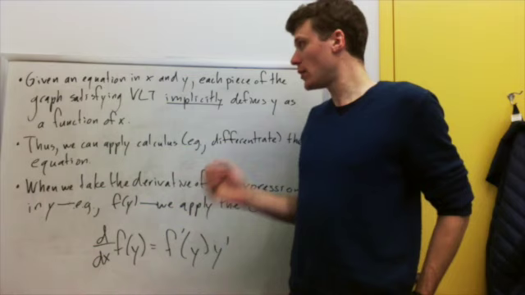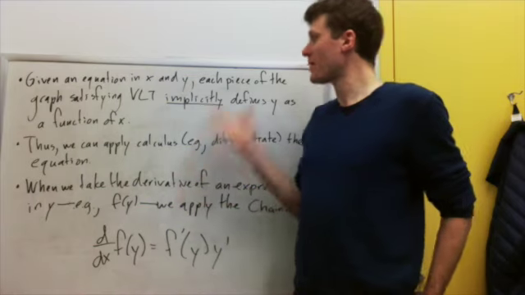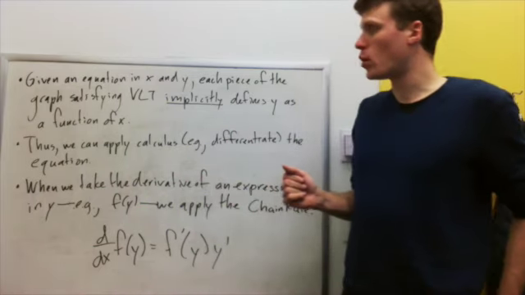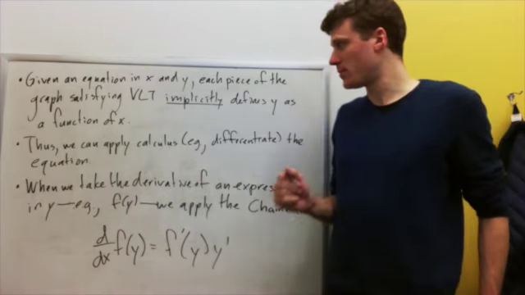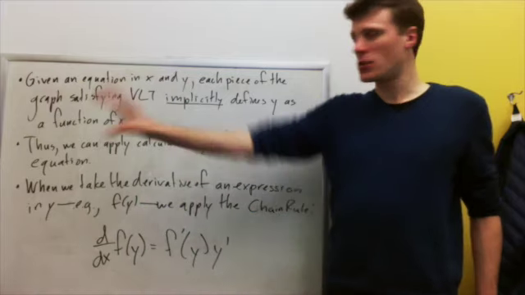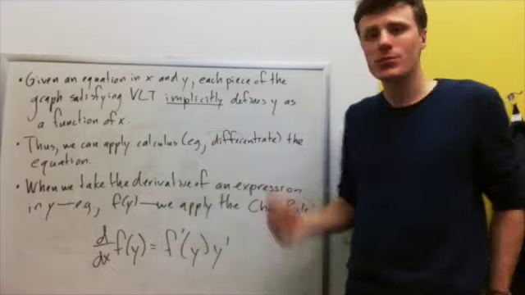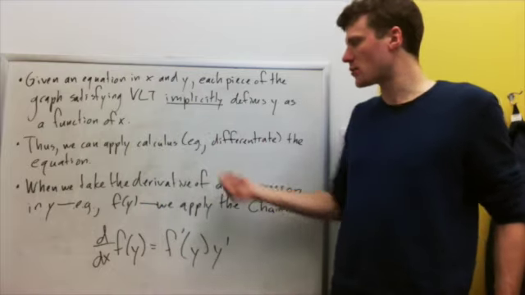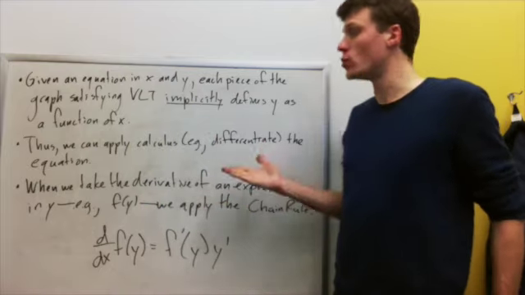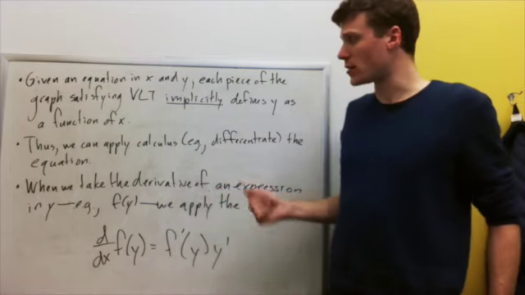So, given an equation in x and y, each piece of the graph that satisfies the vertical line test implicitly defines y as a function of x. It's not explicitly saying y is equal to something in terms of x, but implicitly we get y as a function of x. This means we can apply calculus, for example differentiation, to the equation that defines the curve.